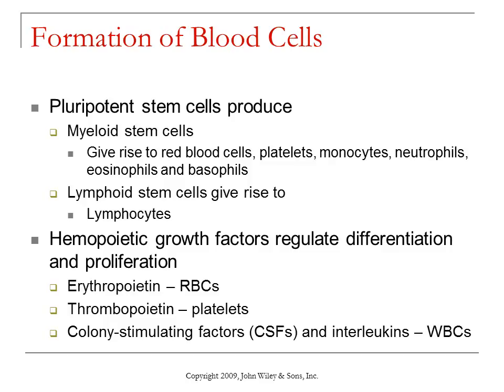The hemopoietic growth factors regulate differentiation and proliferation. We have erythropoietin that controls the differentiation of red blood cells. Thrombopoietin is the one that regulates the formation of platelets, and colony stimulating factors and interleukins are the ones that regulate the formation of white blood cells.